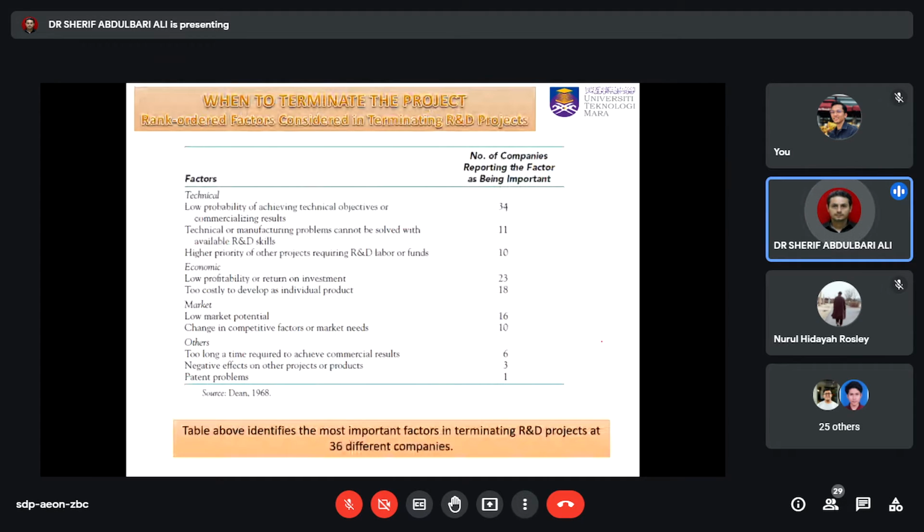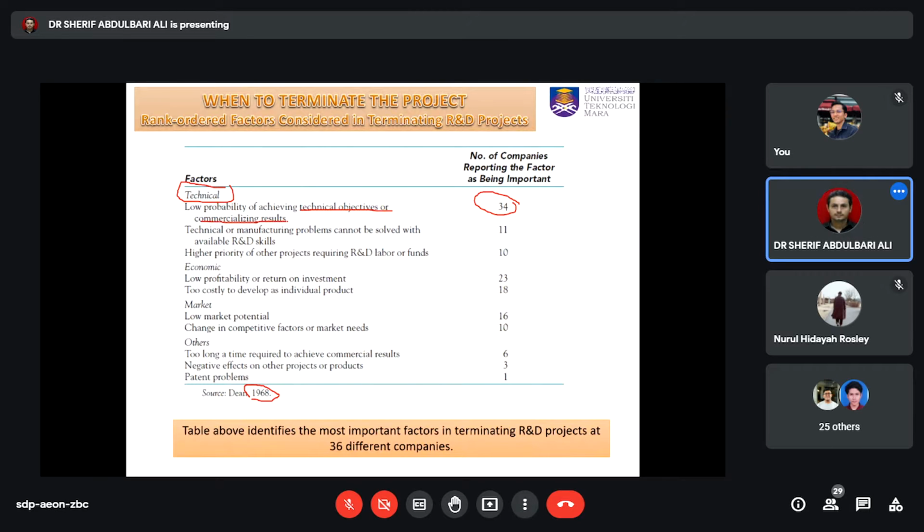Here are the most highly ranked factors considered for terminating a project. This is based on 1968. It's very old, but still valid. Most of the companies reported the factors for terminating a project. They go back to the technical factors, and you can see from here there is about 34. This is because of the low probability of achieving technical objectives or commercializing results.